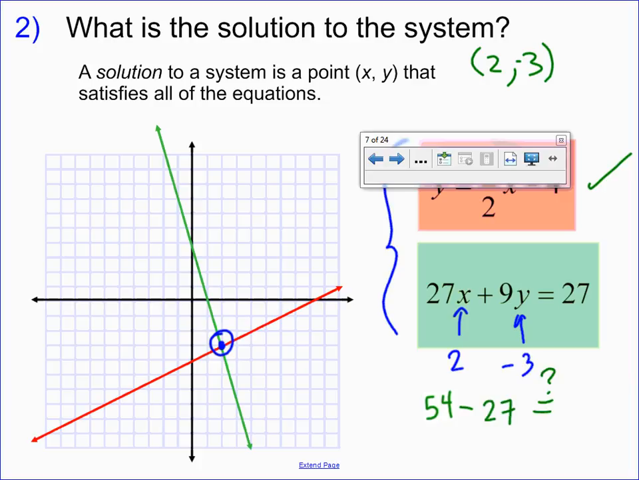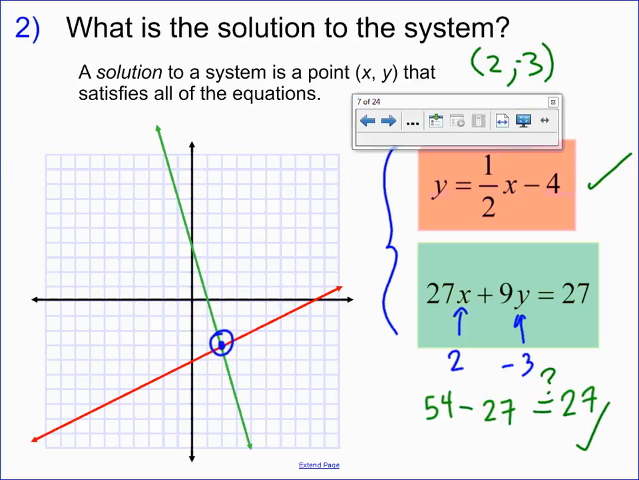Does 54 minus 27 equal 27? Taylor? Yes, it does. And so we've got a solution, because half of 2 is 1, minus 4 is negative 3, which satisfies the first. And 54 minus 27 satisfies the second. If my point (x, y) satisfies each of the equations in the system, then it's a solution.